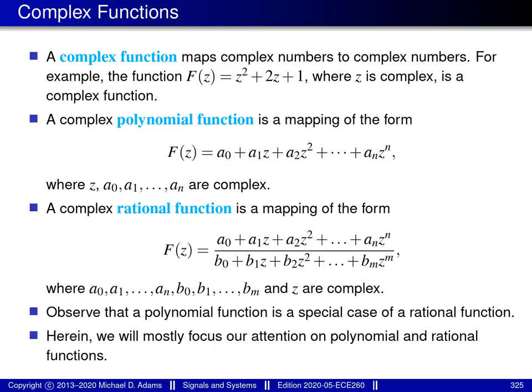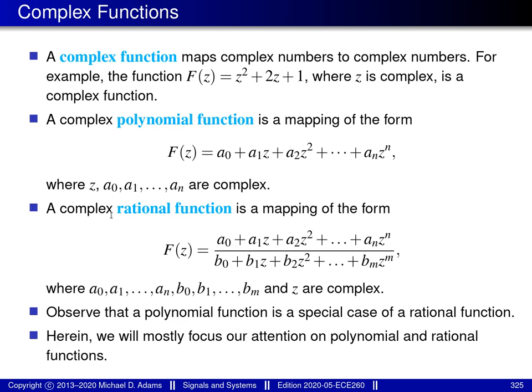On this slide, I need to introduce some terminology that relates to functions. So first of all, a complex function is simply a function that maps complex numbers to complex numbers. An example of a complex function would be this function capital F here, where z is a complex variable. It takes a complex variable in, z, and it gives you back this complex number z squared plus 2z plus 1. So this is a simple example of a complex function. A complex polynomial function is a mapping of this form here, where the constants a0, a1, a2, and so on up to an, and z, this variable, are all complex. So essentially it's just a polynomial function that's complex.